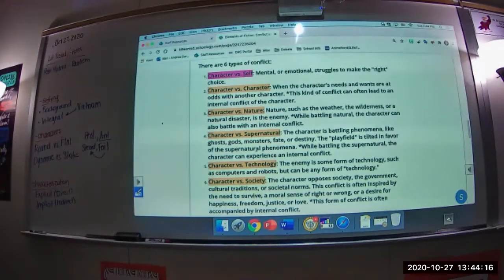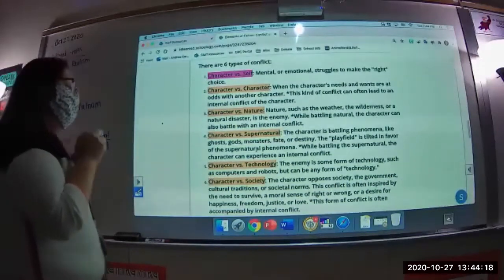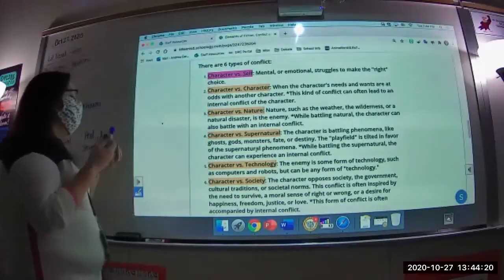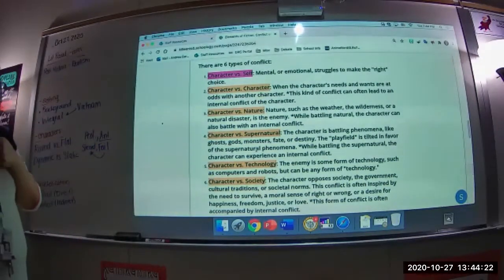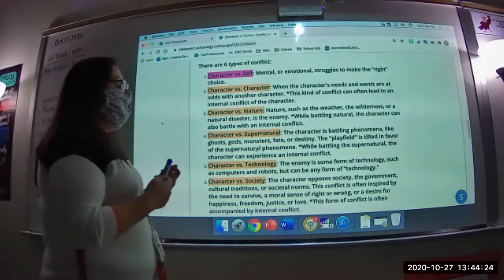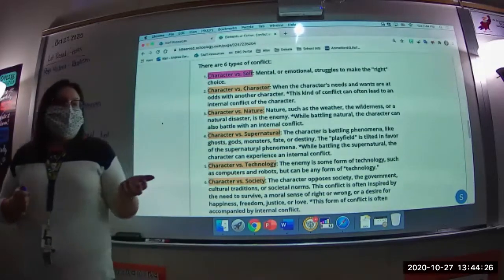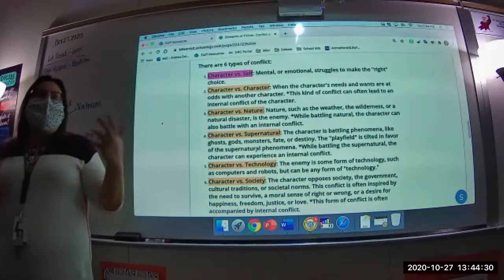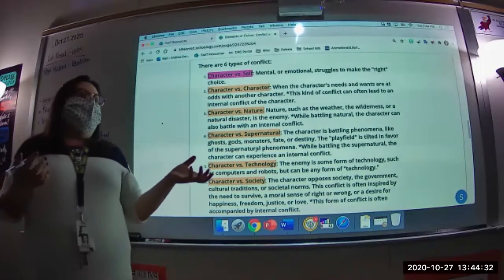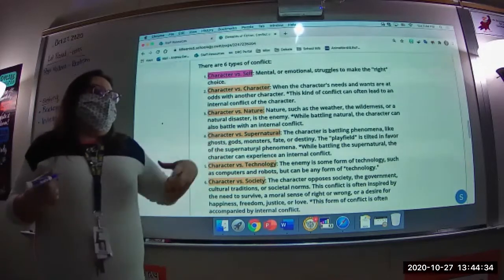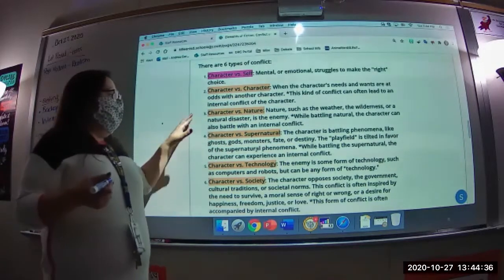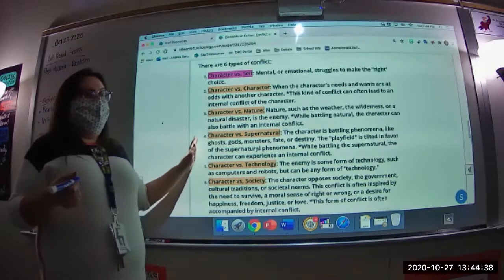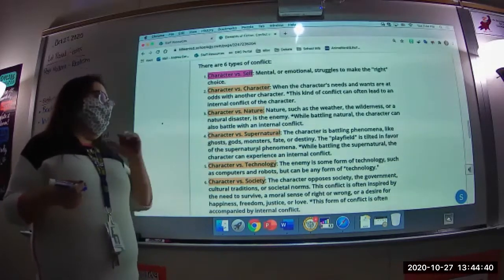Character versus tech. The enemy is some form of technology, such as computers or robots, but can be any form of technology. So, iRobot, right? Those types of movies. Anytime you're battling that, there's actually a horror film where spirits come through the technology. So that would be two different, right? Character versus nature and supernatural.